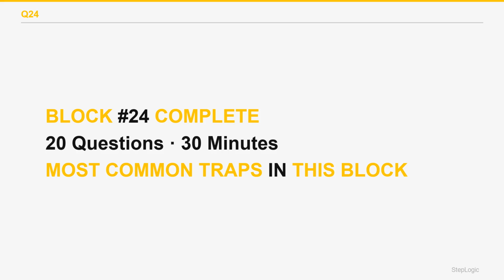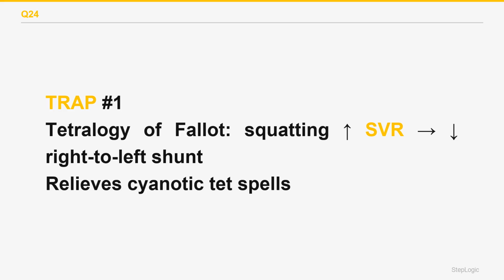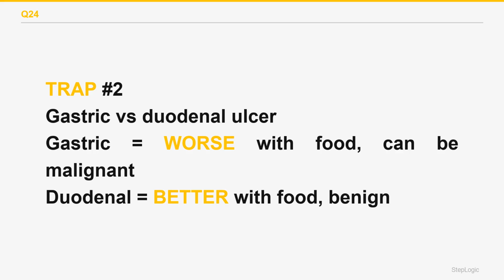Block 24 is done. Let's review the 5 biggest traps from this block. Trap 1. In tetralogy of Fallot, squatting increases systemic vascular resistance, which reduces the right-to-left shunt and forces more blood to the lungs, relieving the cyanotic spell. Trap 2. Gastric ulcer pain is greater with food and can be malignant, so biopsy it. Duodenal ulcer pain decreases with food, recurs at night, and is essentially always benign.